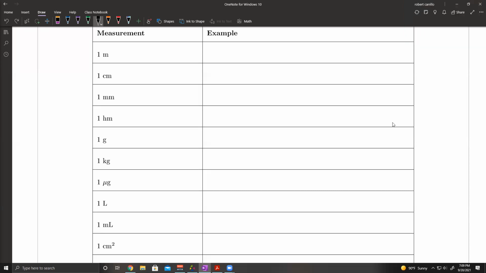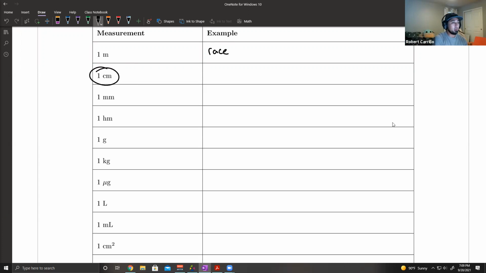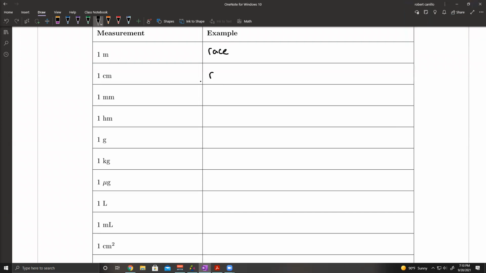Racetrack. Racetrack, good. On a race, right? You do like the 100-meter dash or something. All right, that's good. Then next example. Where would you see 1 centimeter? A ruler. A ruler, good. And what about 1 millimeter? Crochet needle. Really? Crochet needle. I like that. No idea about that one.